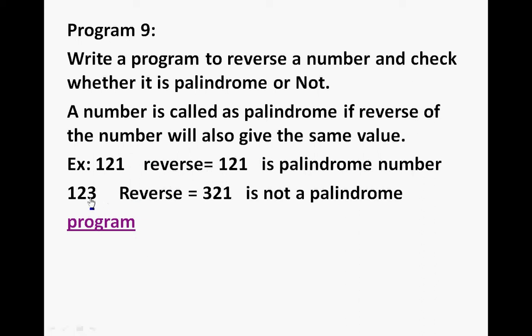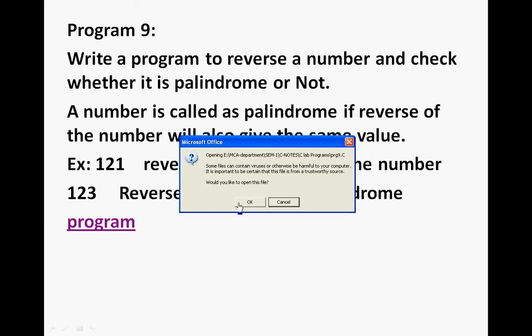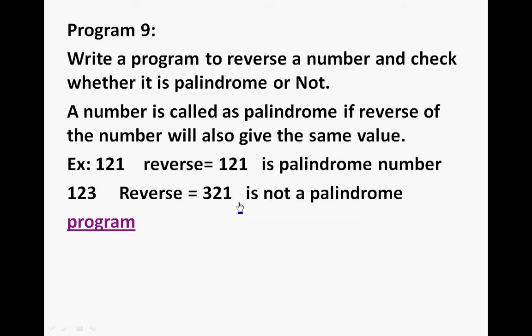Take one more example, 123. When you reverse 123, we will get 3, 2, 1. When you compare 1, 2, 3 with 3, 2, 1, the reverse is not the same. So we call this not a palindrome number. Now we will go for a program to understand how to reverse a number, and then to find whether the reverse of a number is a palindrome or not.